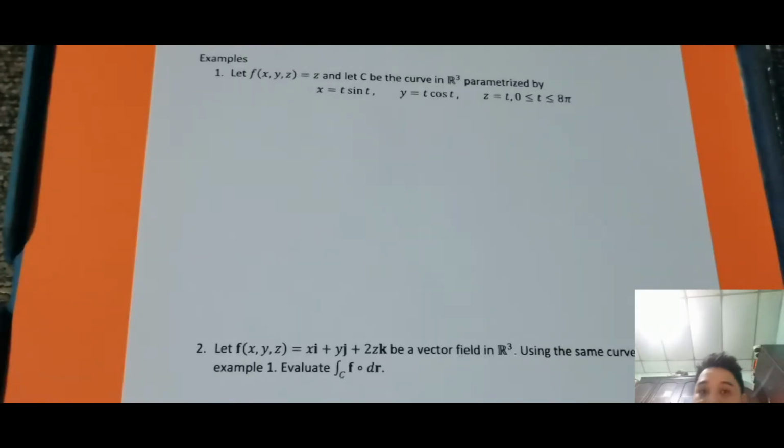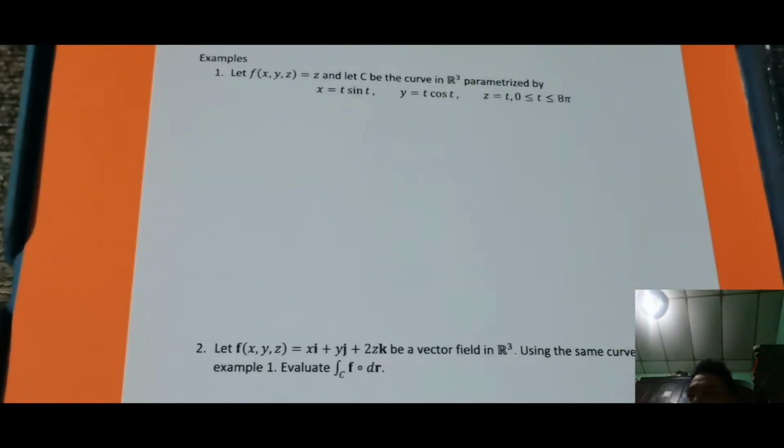So ngayon, try natin i-compute tong part na to. So check ko lang paano natin siya i-compute. Okay, so ano i-compute pala dito, by the way? Wala akong nilagay.